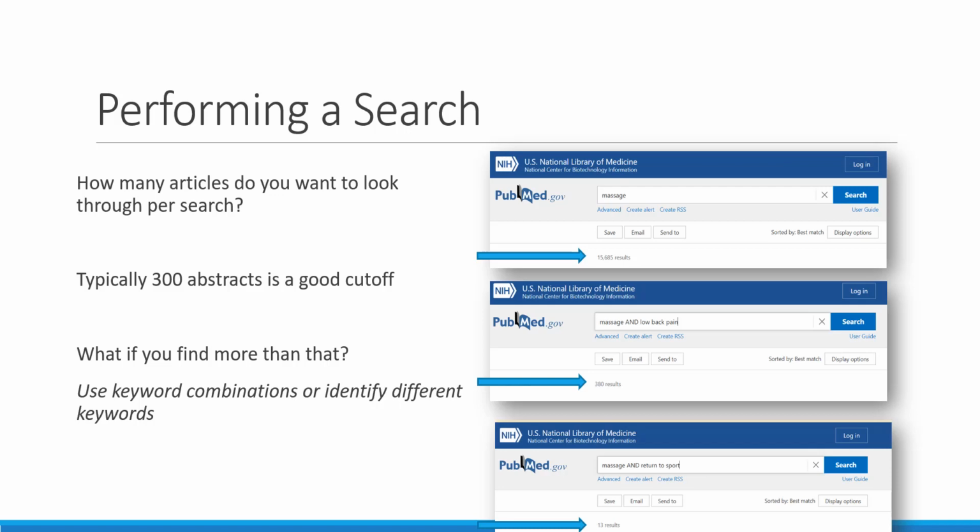I really like that. Now, again, I did not talk to you about a PICO. I did not throw out a question about why I was interested in massage. All I'm trying to illustrate here is the importance of coming up with different keywords or keyword combinations to help refine your search, so that you're not having to search through 15,000 articles. Instead, you're looking at 300 or fewer.